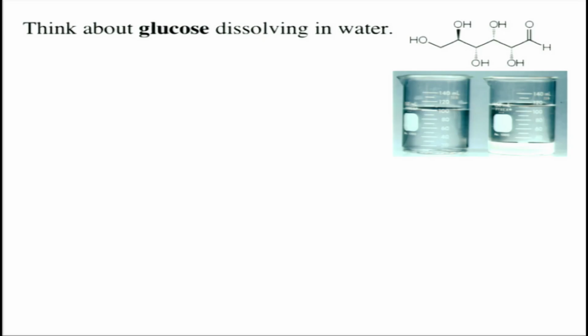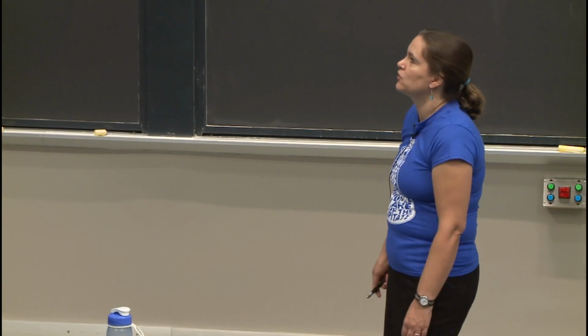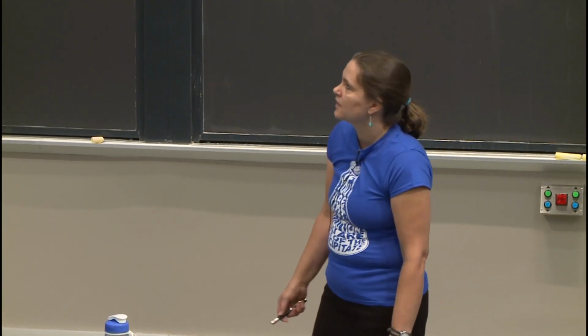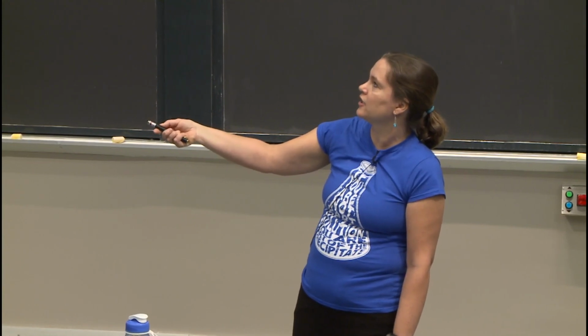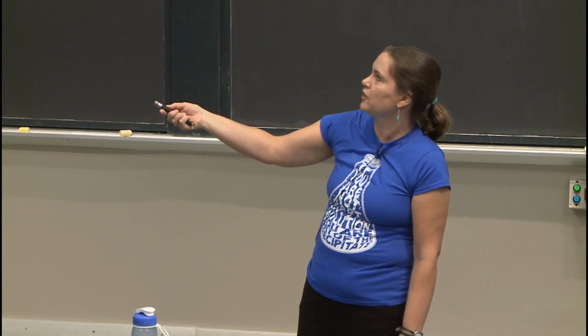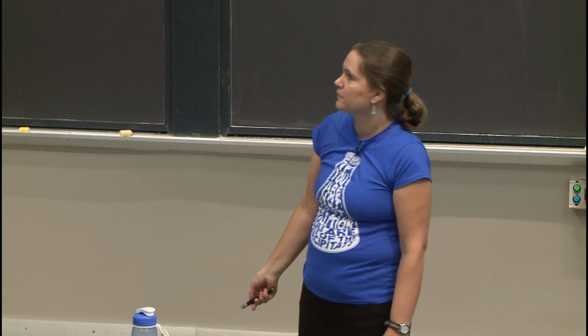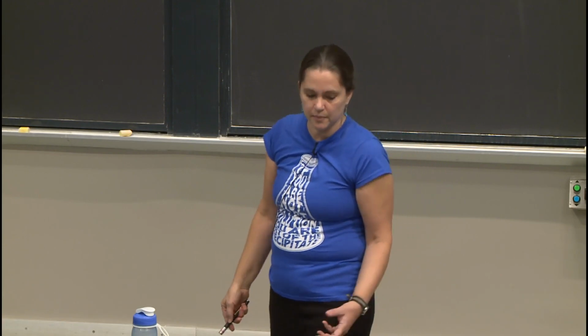OK, so now let's think about something that is not ionic. Let's think about glucose. We've talked a lot about glucose. Let's think about glucose dissolving in water. And here I have a picture of two beakers, a beaker where it's clear and a beaker where there's a lot of glucose sitting on the bottom. And so we can think about the solubility here.